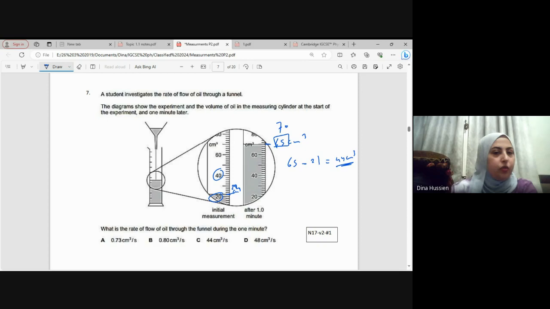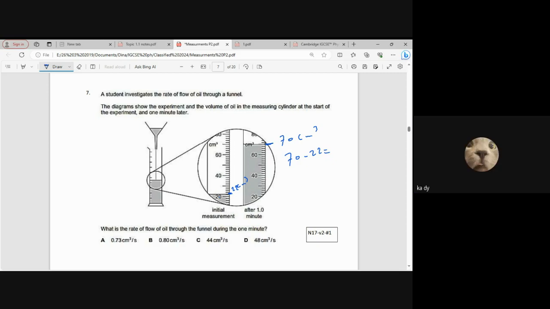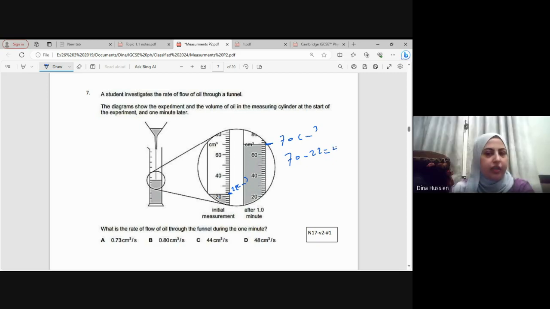First of all, thank you Abdurrahman for this. What you need to do first, as we mentioned, is take a look at the scale. You can't just say it's 21. The scale here is 20 and 40, so each scale mark here is 2, not 1. So this one is 22 and this one is 70. Now I simply subtract 70 minus 22, which is 48 centimeter cubed.